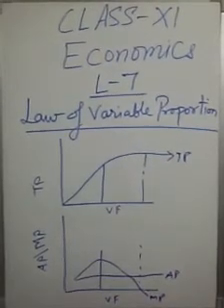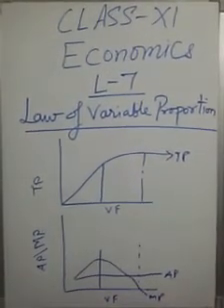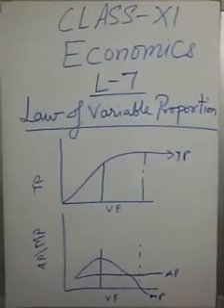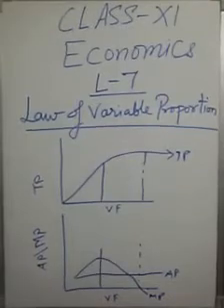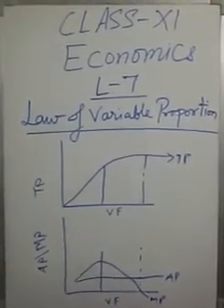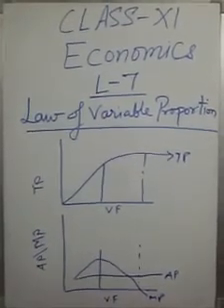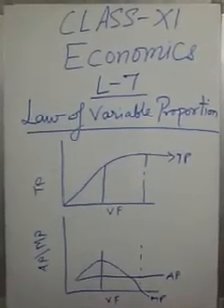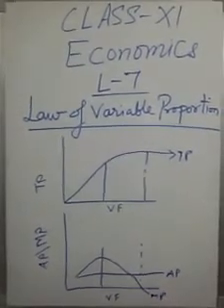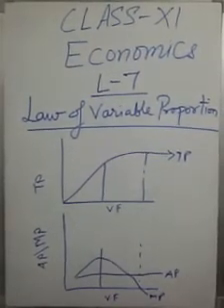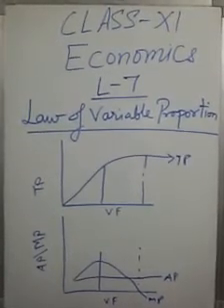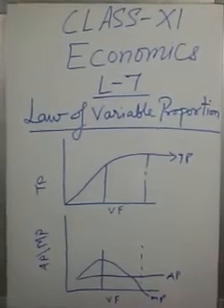When AP increases, MP increases faster than AP, and when AP decreases, MP decreases faster than AP. AP is maximum when AP is equal to MP. As you are seeing in this diagram, in the second stage, AP and MP intersect each other. This means AP and MP are equal. The MP curve cuts the AP curve from its top.